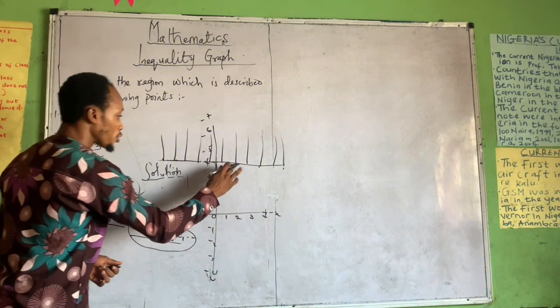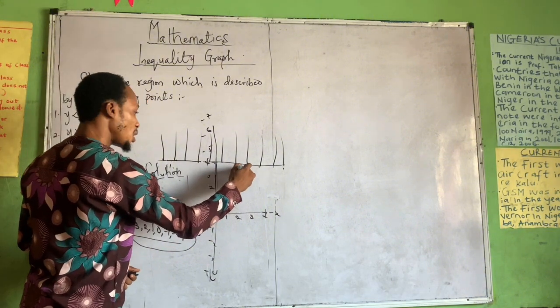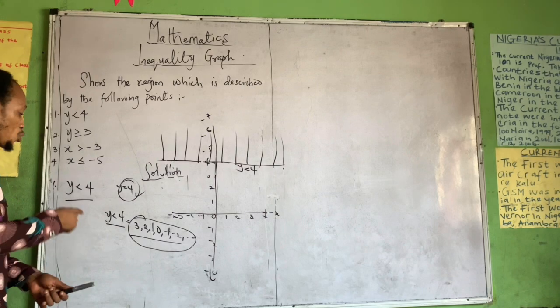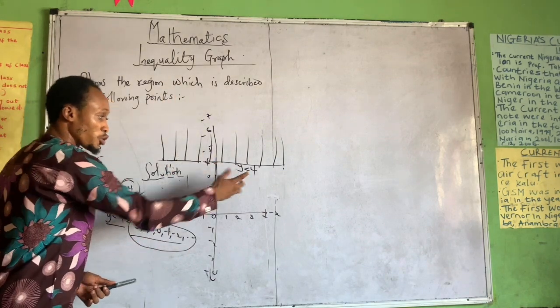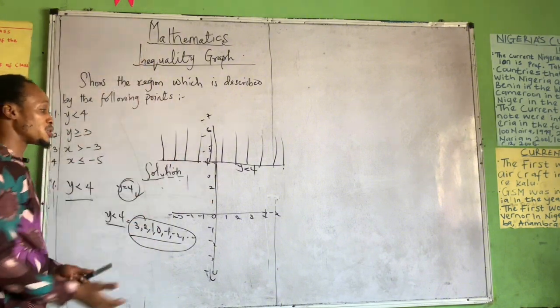Y equals 4, you put it here, y less than 4. Likewise, if it is y less than or equal to 4, that's also the same pattern we are going to do. Just put your less than or equal to 4 and then shade it upwards.